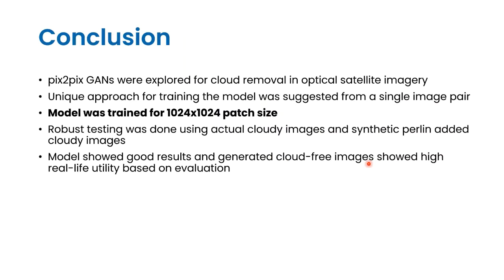In conclusion, in this experiment, we used the Pix2pix GANs for cloud removal. The highlights are, we trained the model for a patch size of 1024. Almost all previous studies have trained on 512 cross 512 at maximum. We also train solely on multispectral data, and then we train on a very small data set which is augmented from a single image pair. Under all these conditions also, the model performs very decently and successfully removes the cloud cover. And on evaluation for real-life utilities, the model shows good results.